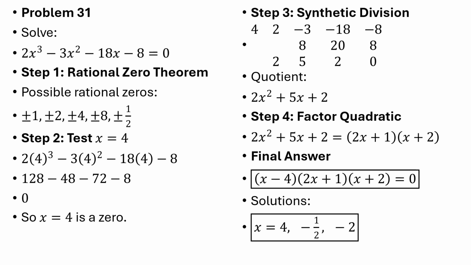Using the rational zero theorem, we test possible rational roots and find that 4 is a zero. Synthetic division produces a quadratic 2x squared plus 5x plus 2, which factors into 2x plus 1 and x plus 2. The solutions are 4, negative 1/2, and negative 2.